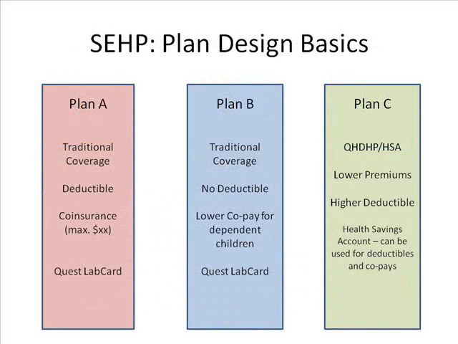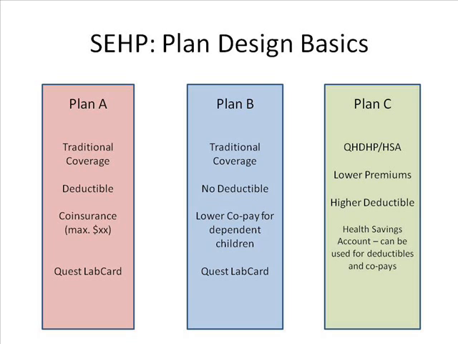differences between the plans. Plans A and B are traditional plans that provide the most comprehensive medical coverage. Plan A has a deductible, Plan B does not. Plan B offers lower co-pays for dependent children for primary care and specialist office visits. Co-insurance percentages are different between Plans A and B. Co-insurance maximums are lower on Plan A than in Plan B. Both Plans A and B will offer the Quest Lab Card, which covers certain lab expenses.